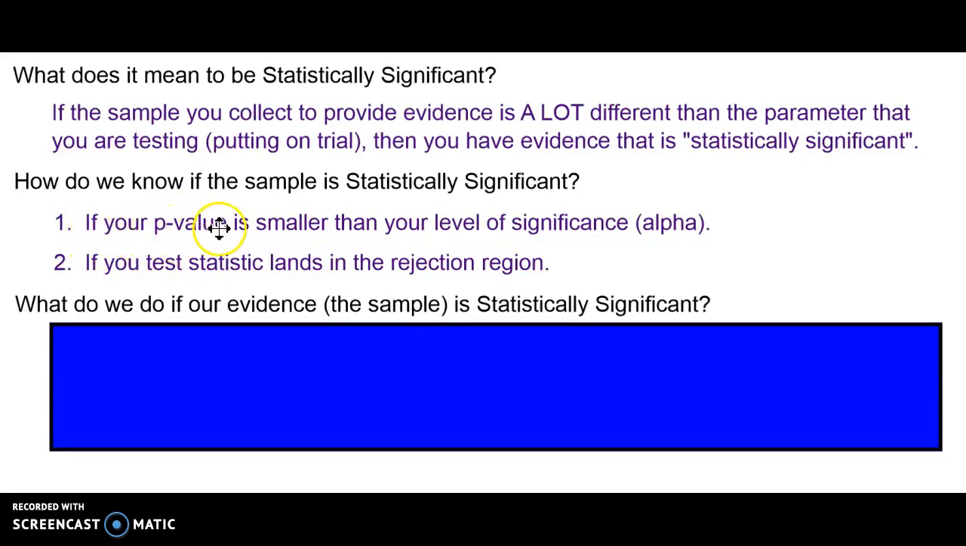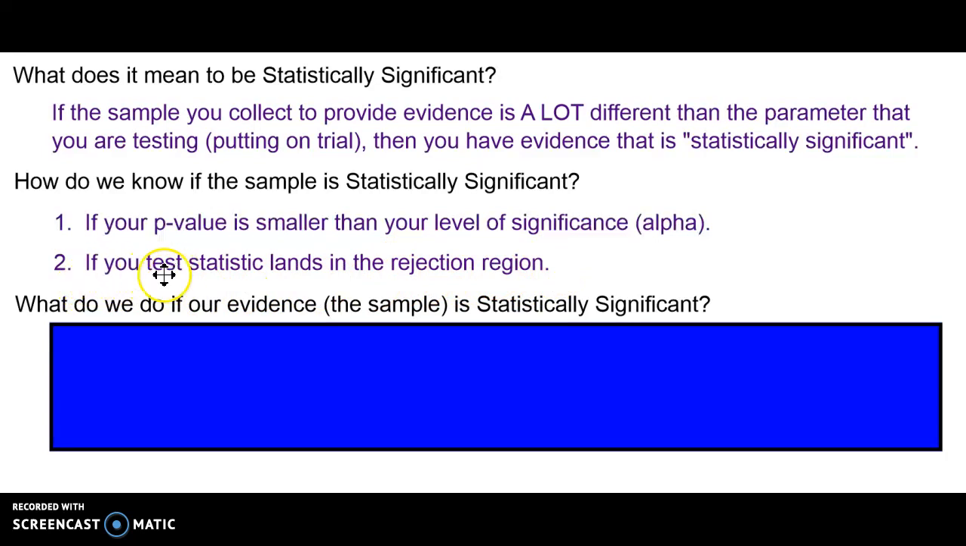But if your p-value is smaller than your level of significance, which is called alpha, then you would say that your evidence is statistically significant. Well, another way that we could look at this is the classical method by using something called rejection region. So now I'm assuming that you know what rejection region is. If you don't, then talk to your teacher about that and we'll figure it out.